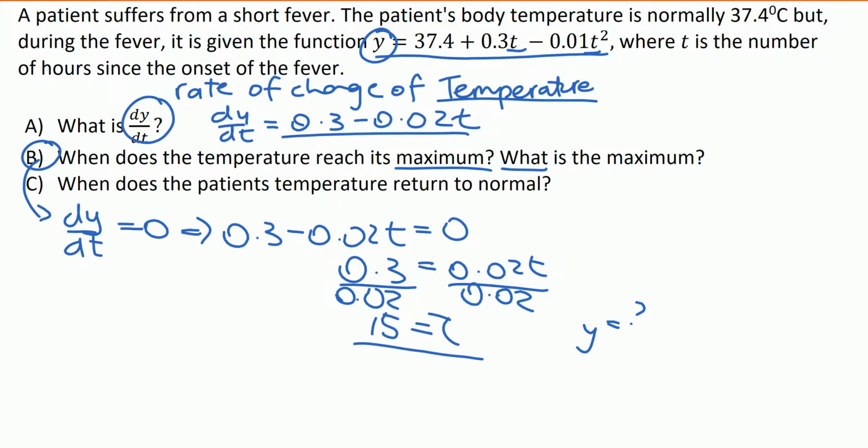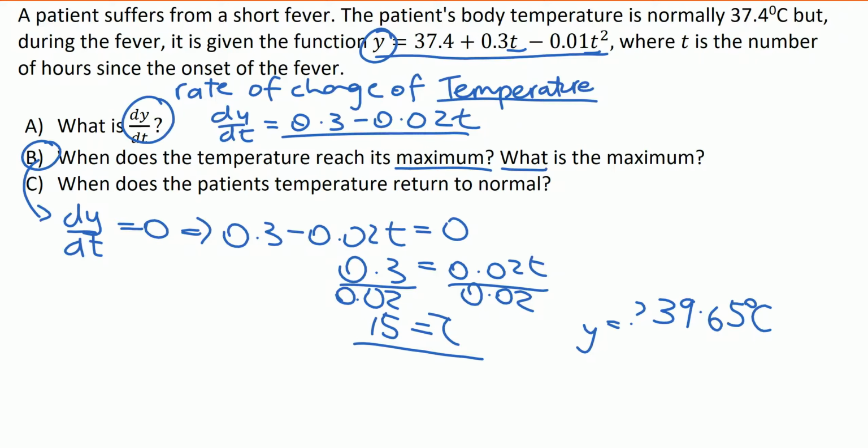You were happy with that? Okay, so. Degrees. Everyone happy with that? Probably should put units there.